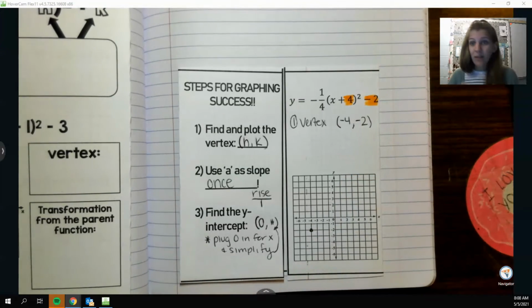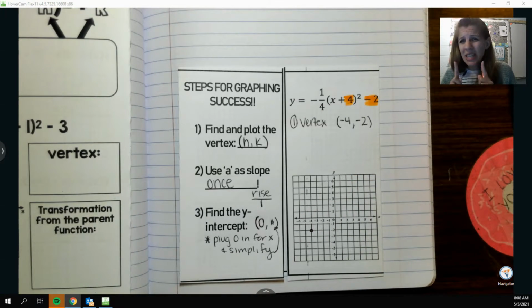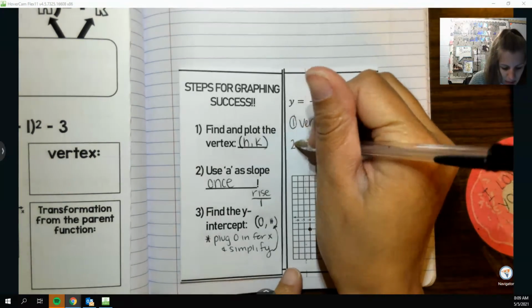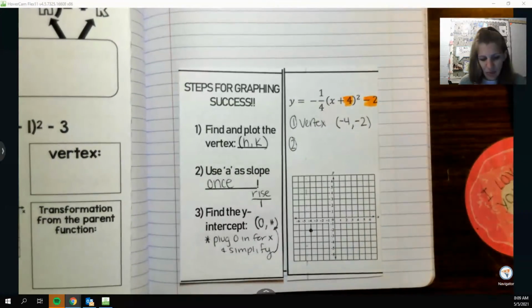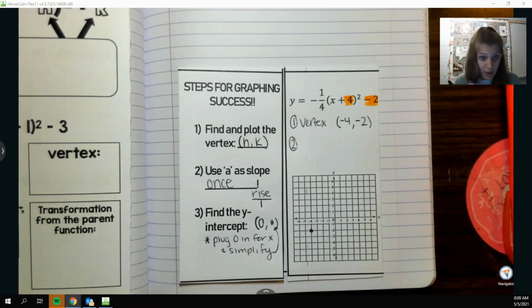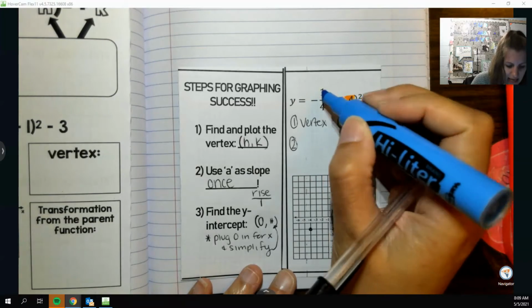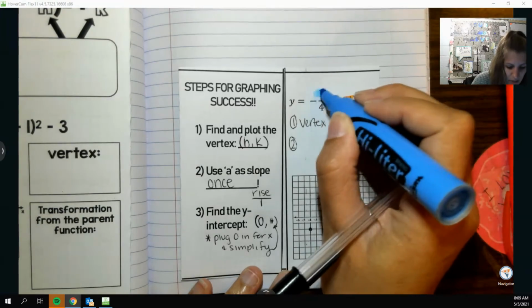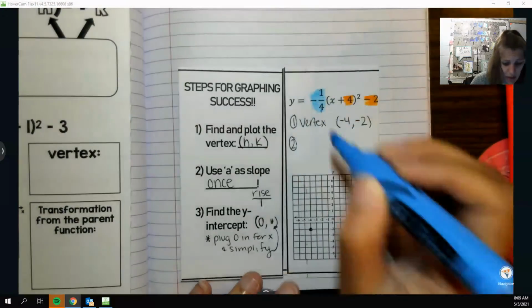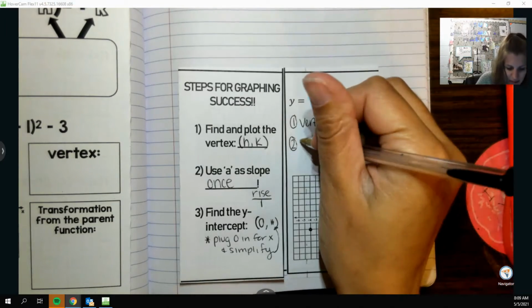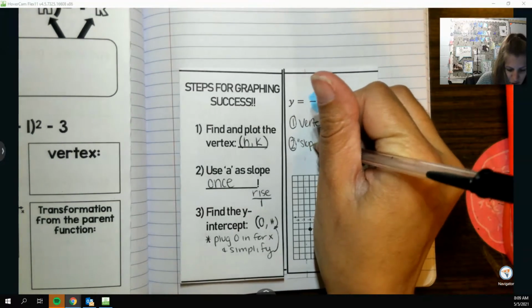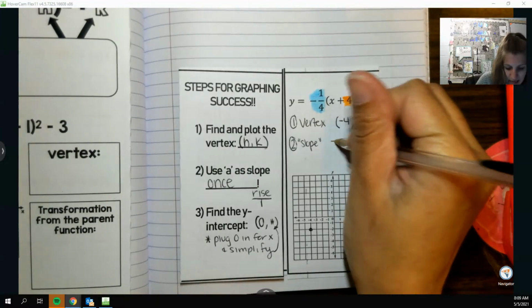And that's my vertex. That is such a key point, because now I know my parabola is going to come up from there or go down from there. So that's super important to find. The second thing that we want to find is that slope. So we're using A as slope. A is always the number in front of parentheses, the number being multiplied, just like slope is always being multiplied. And so here, my slope-ish is -1/4.